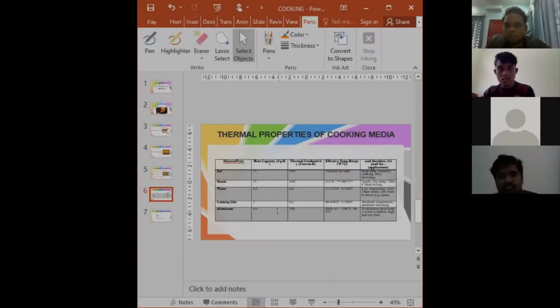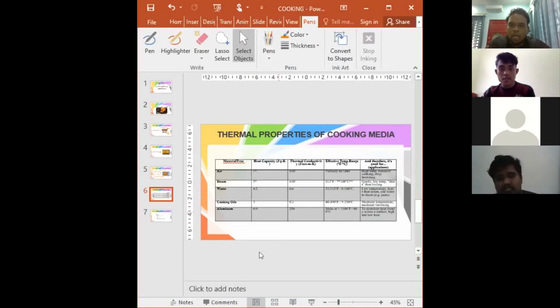For the thermal properties of cooking media, as you know, high conductivity, high K, means the material is a better conductor. A high K will make the heat transfer rate become faster.